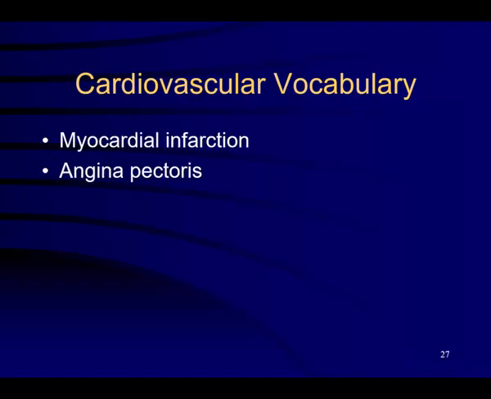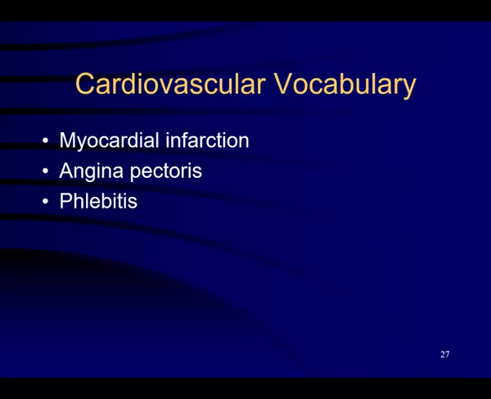Okay, a couple definitions before we finish up this slideshow. A myocardial infarction is a heart attack or when heart tissue dies. Angina pectoris is the pain associated with depriving a heart muscle of oxygen. And of course, heart muscle cells do not regenerate. If you don't give them oxygen, they're going to die.